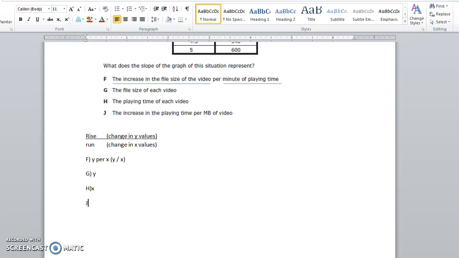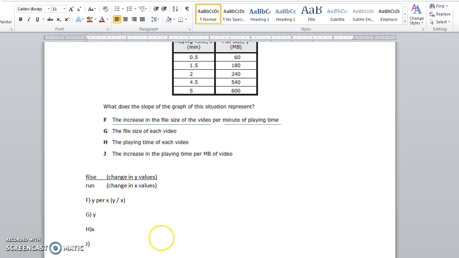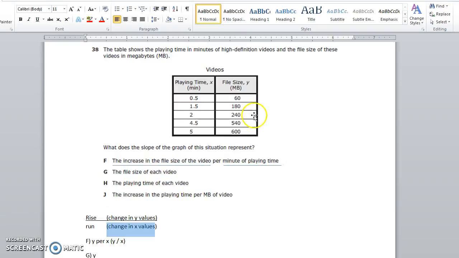And then J says the increase in playing time. And increase in playing time is X. So X per megabytes of video, which is your Y. So this one says X divided by Y. So what I wanted was Y divided by X. So I'm looking for file size per playing time. That one we said earlier was F. F has file size per playing time.